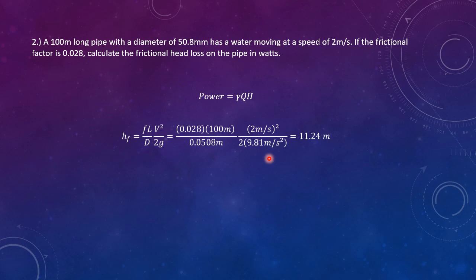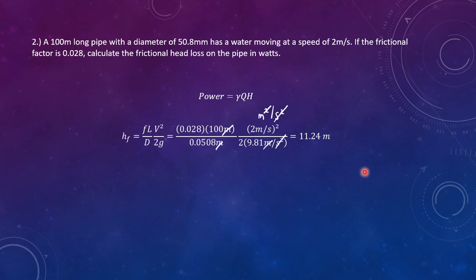Now let's try to cancel the units. So the meter will be cancelled. This will become meters squared per second squared. So cancel second squared, cancel meter, this just becomes meter raised to 1. Therefore, hf is in terms of meters. That is equal to 11.24 meters.